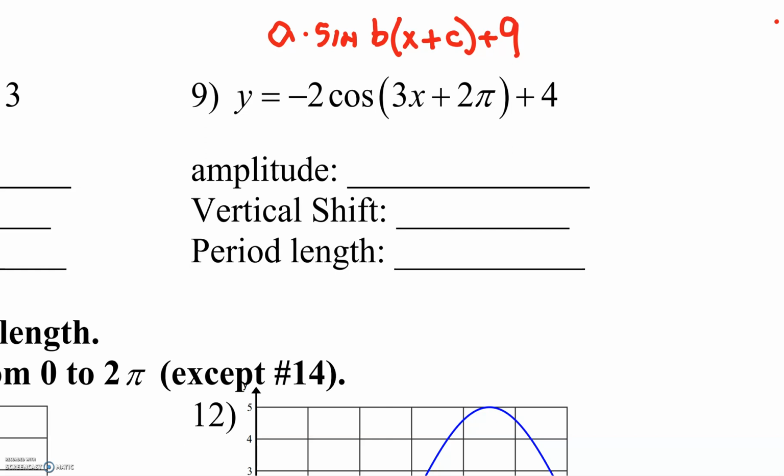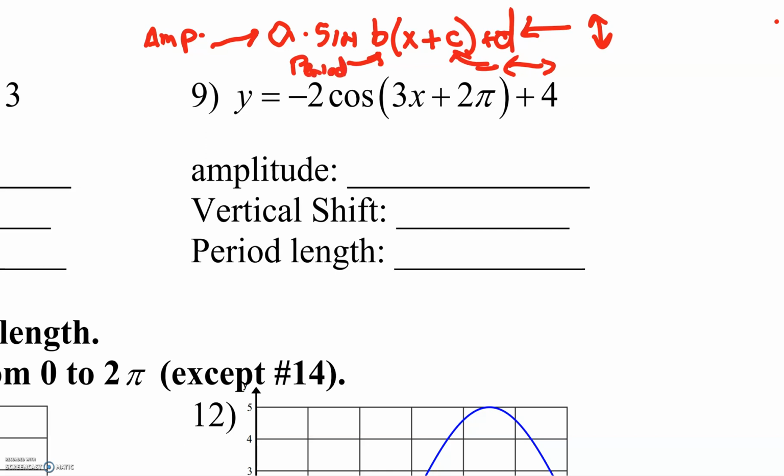So we know that this A was the amplitude, and the D controlled the vertical shift, the C controlled moving left or right, and then the B value was the period length. So I'd like to look at this question and come up with the answers.